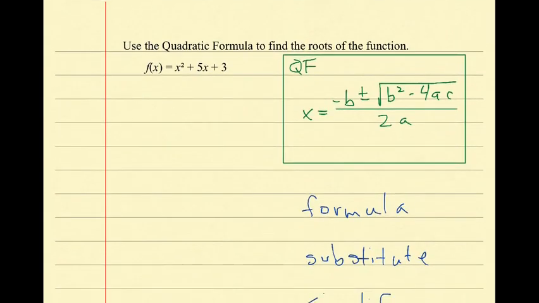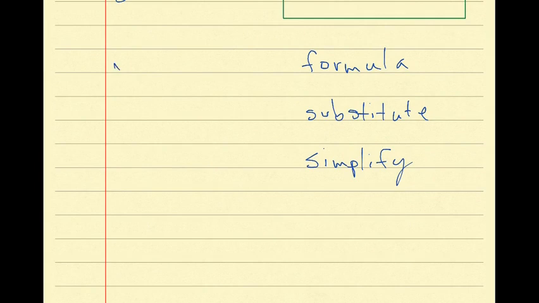All right, what are my a, b, and c values? Well, a is the coefficient of x squared, and that's 1. B is the coefficient of x, and that's 5. And c is our constant, which is 3. Let's write down our formula. X equals negative b plus or minus the square root of b squared minus 4ac all over 2a. Now we substitute.